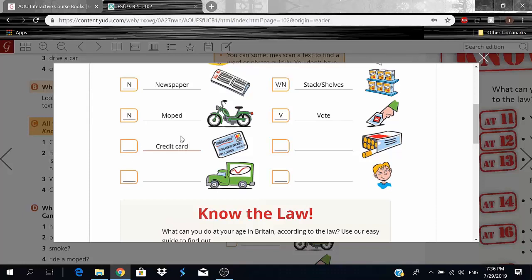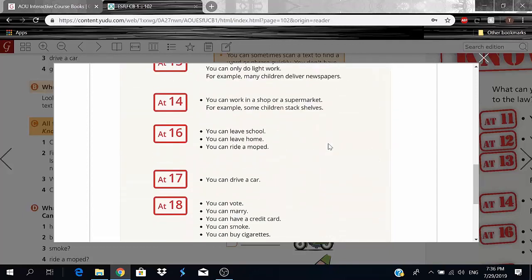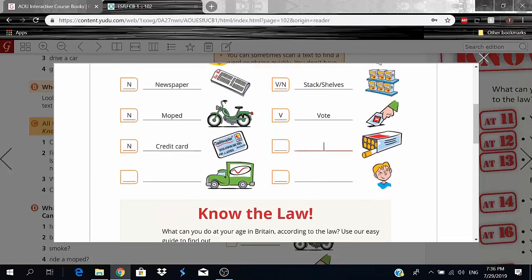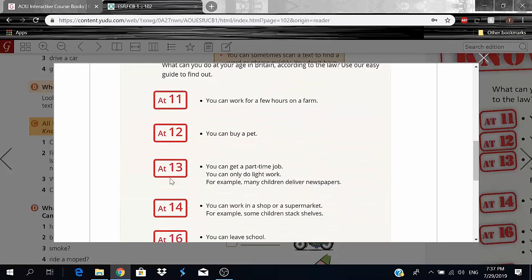Okay, and credit card is obviously a noun, you guys. Now we have cigarettes. This one does not need explanation. Okay, so cigarettes. Boom, boom, boom, cigarettes. Okay, and that is a noun. So cigarettes, noun. And you can drive a lorry.